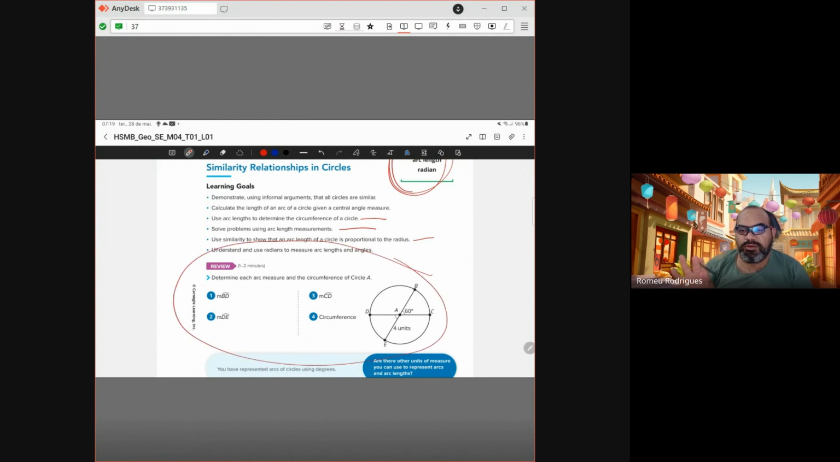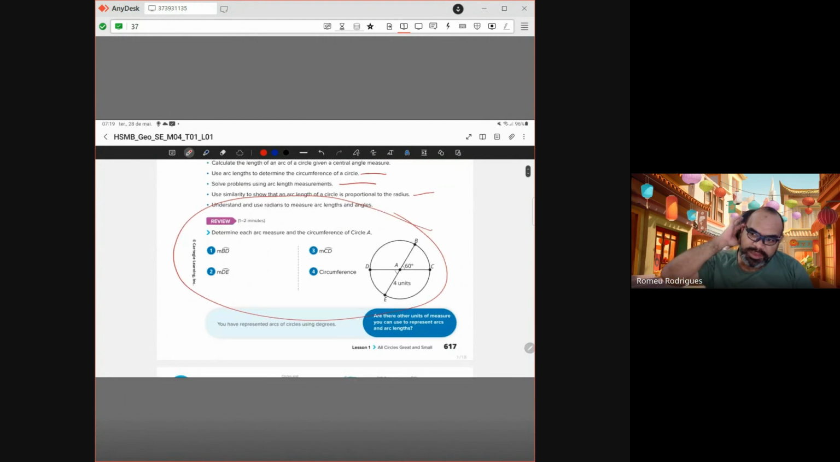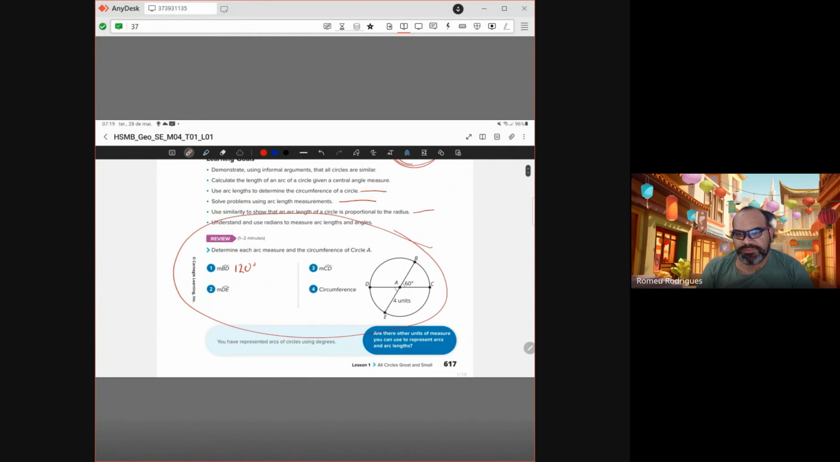Great, I hope you already did. The measure of angle BD is the supplement of angle BC, which is 120. What is missing to make 180? The measure of angle D is a vertical angle. The measure of CD is a half circle.